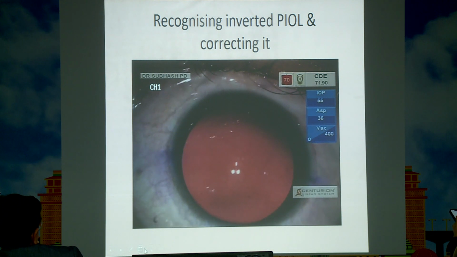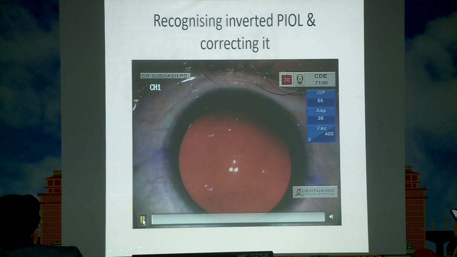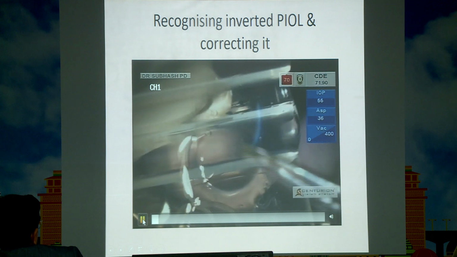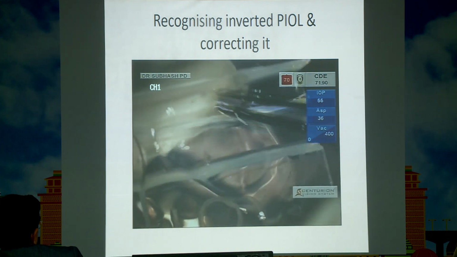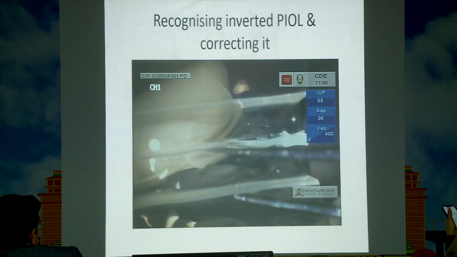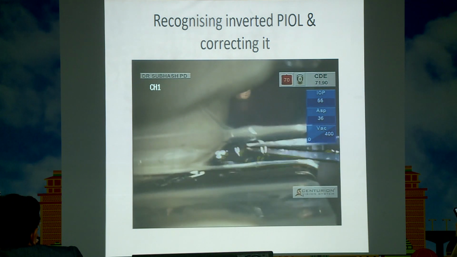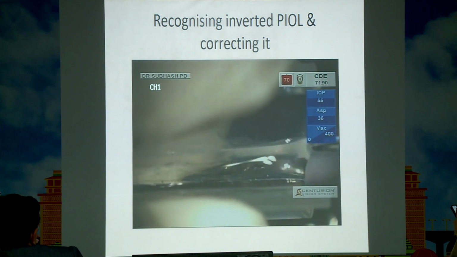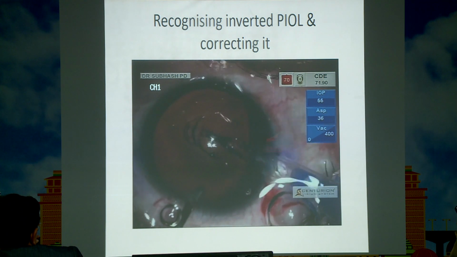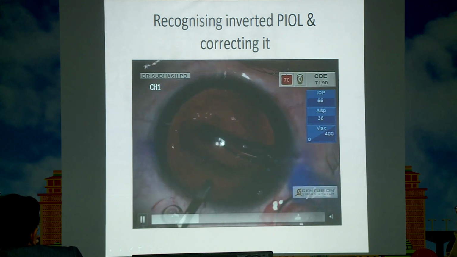This was a case of IPCL which unfolded in the wrong direction, upside down. There was no problem with the loading, but somehow the lens was opening in the improper direction. It was folding in the upside down position. So just see here, the bump is on the right side. It should have been on the left.